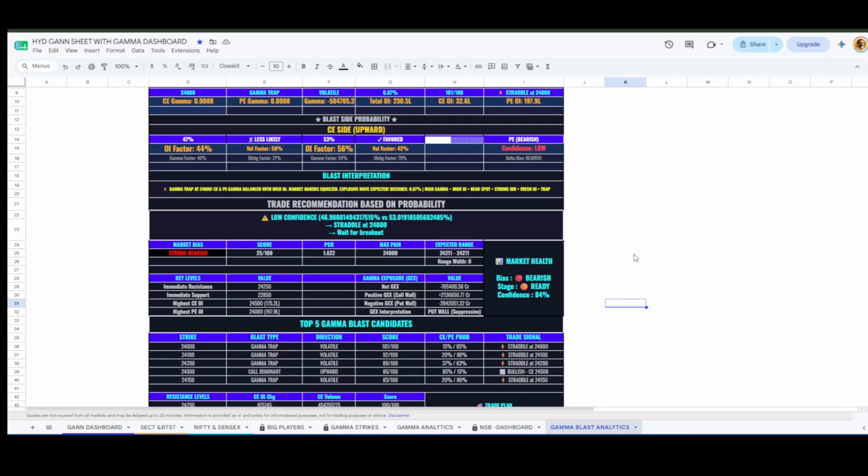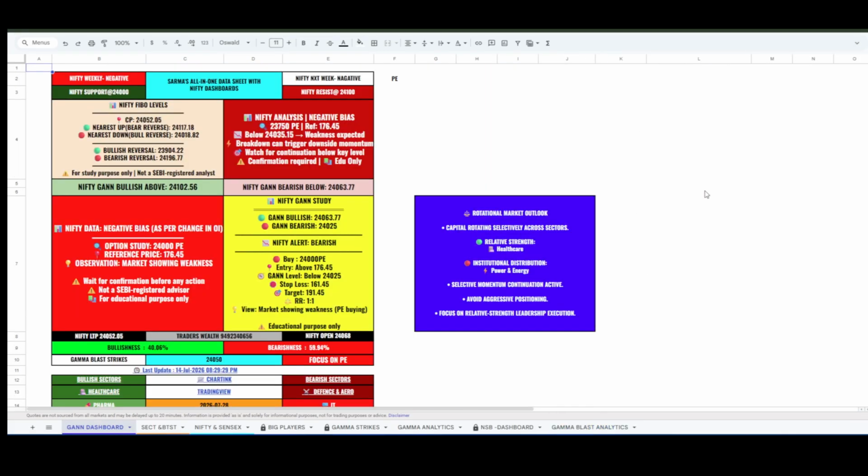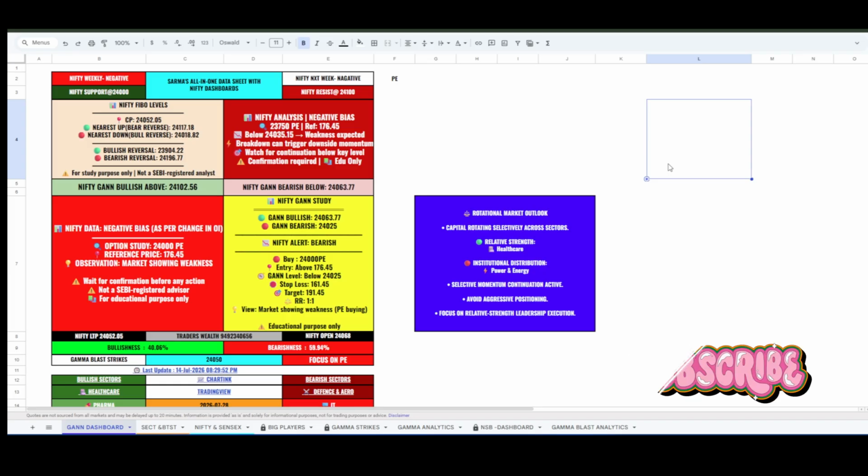Now let's go. This is called a Gann sheet with gamma information and Gann information. It comes in Google Sheet and is installed in your Google Drive. Once it is installed, it is there forever for your lifetime. This is only for study purposes, and I'm not a SEBI registered analyst. These are not buy or sell recommendations. You have to apply your own analysis, and then you can use it for your intraday trading very liberally and very successfully. So now let me show you the sheet.